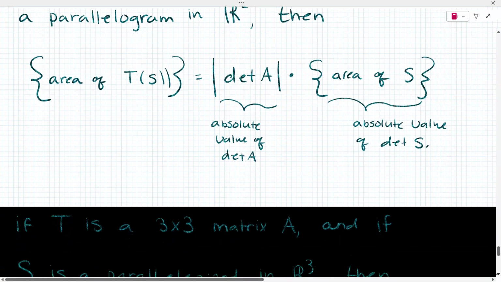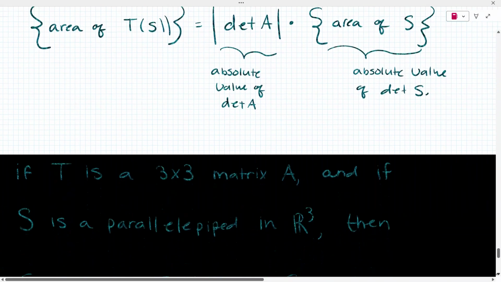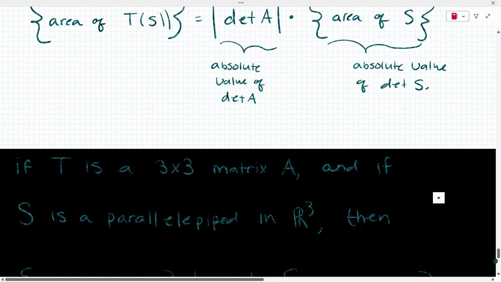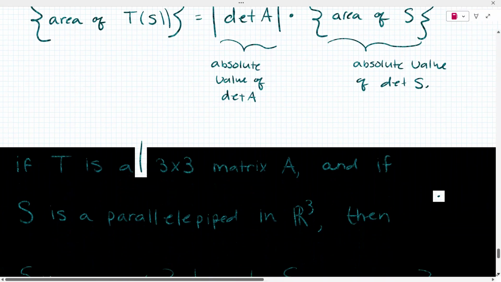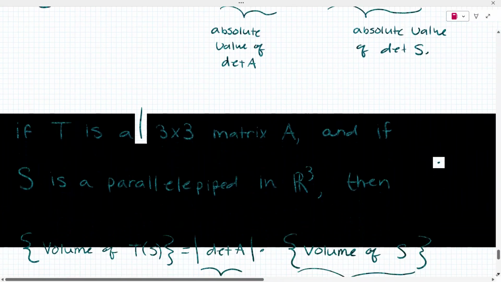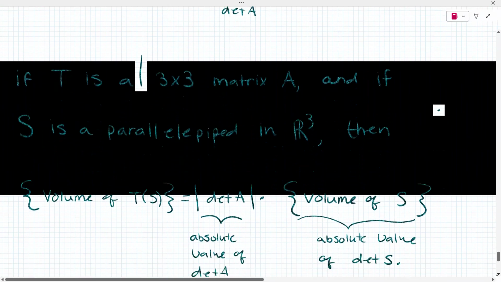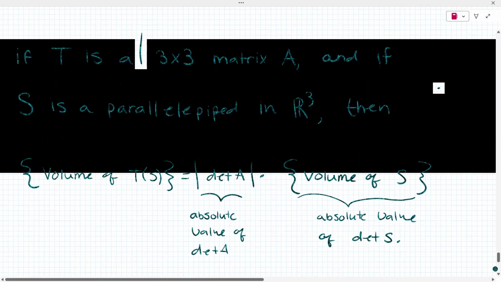If T is determined by a 3 by 3 matrix A, and if S is a parallelepiped in R³, then the volume of T(S) is the same thing: the absolute value of the determinant of A times the volume of S.